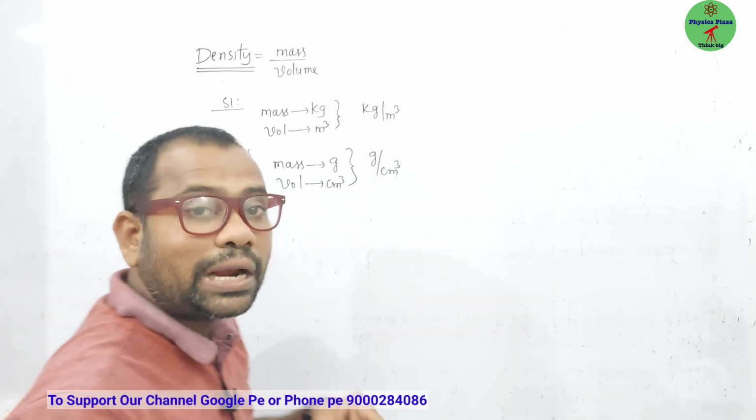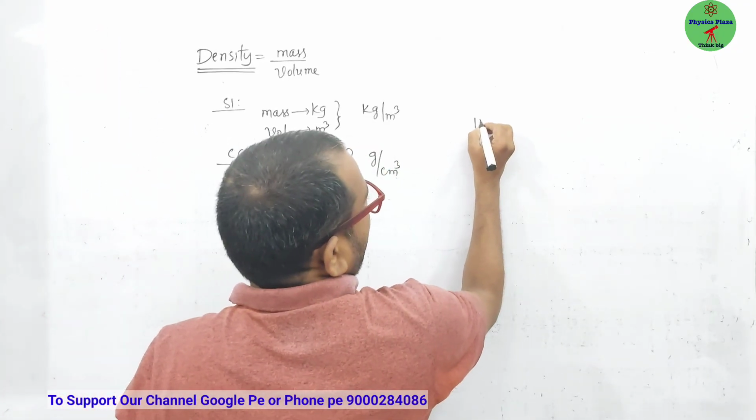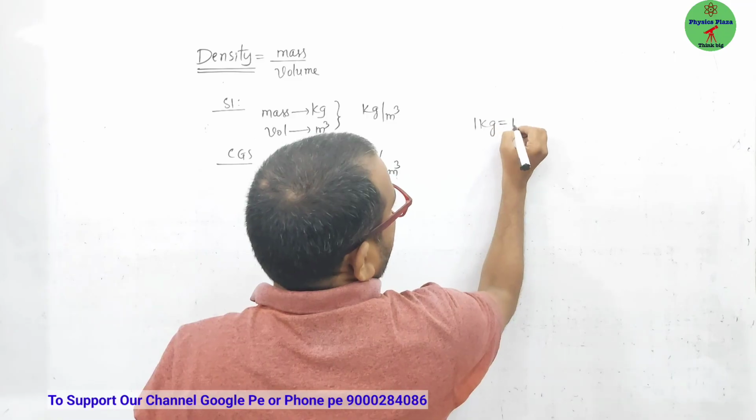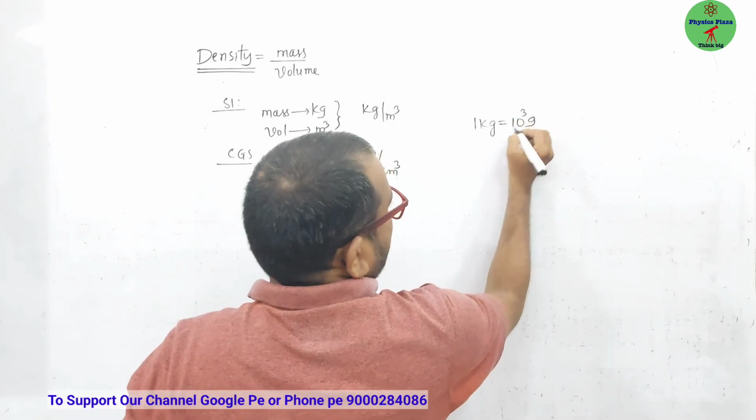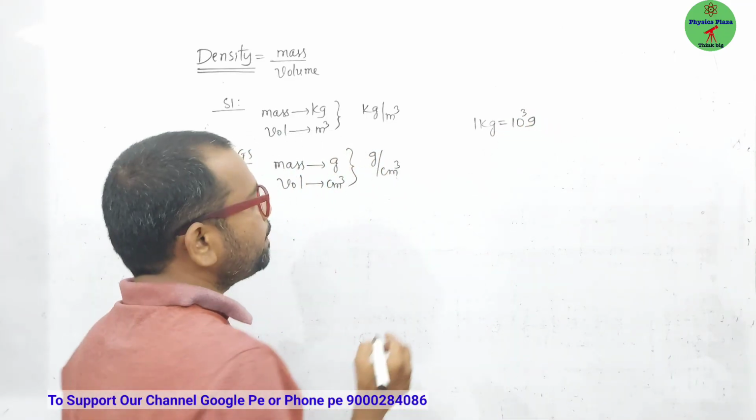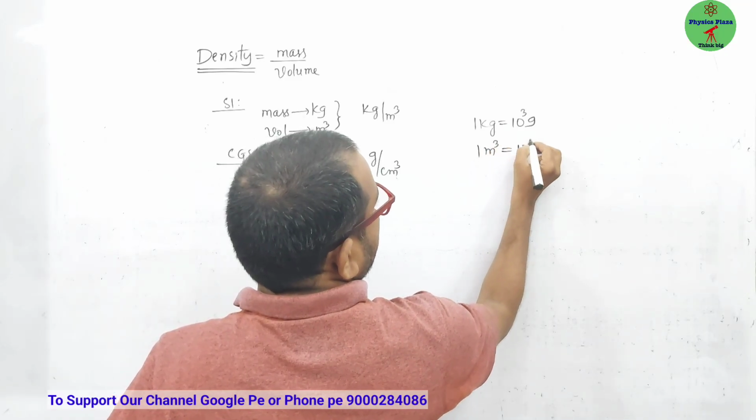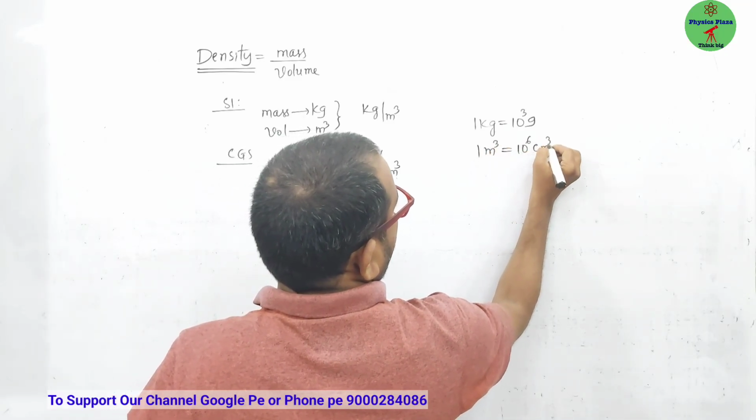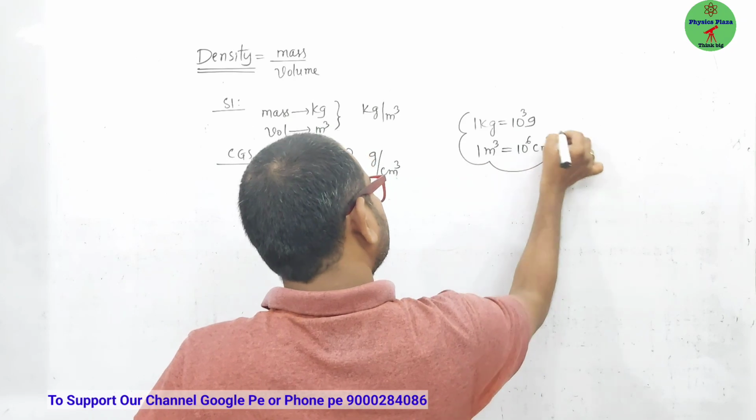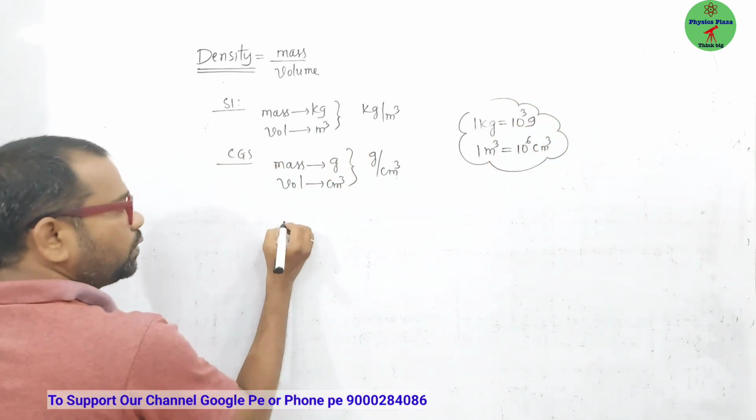Children, let us recall the conversions we already discussed. 1 kg is 1000 grams, which can be written as 10 power 3 grams. We discussed this at the beginning. 1 meter cube is equal to 10 power 6 centimeter cube. These are very important. Why? For the conversions. Look here.